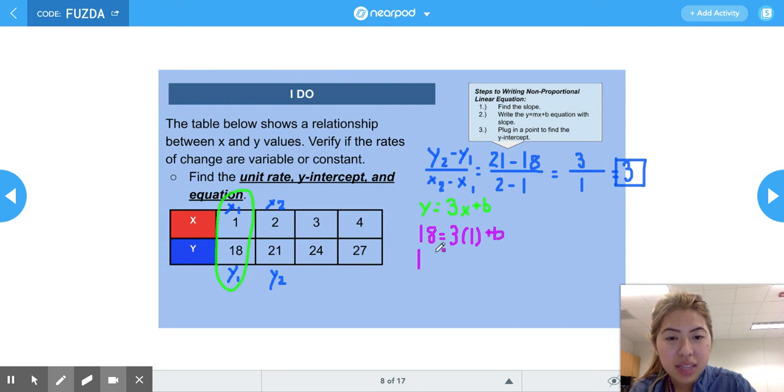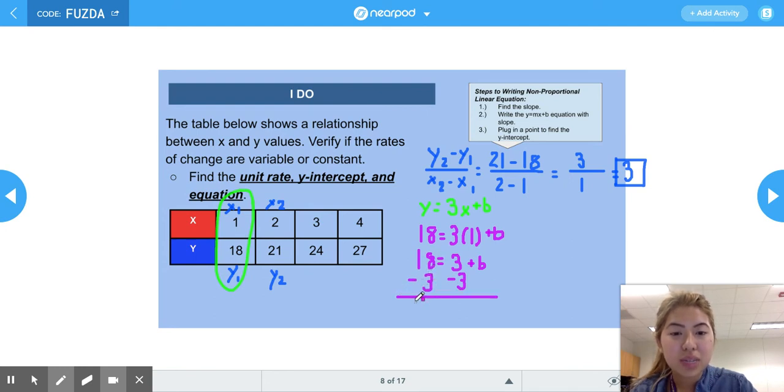Then I have 18 is equal to 3 times 1 is 3, 3 plus b. So I can solve this by thinking of what number plus 3 makes 18, or I can do the opposite operation, also called the inverse operation. So the opposite of positive 3 is negative 3. So I'm going to write minus 3 on both sides of the equal sign.